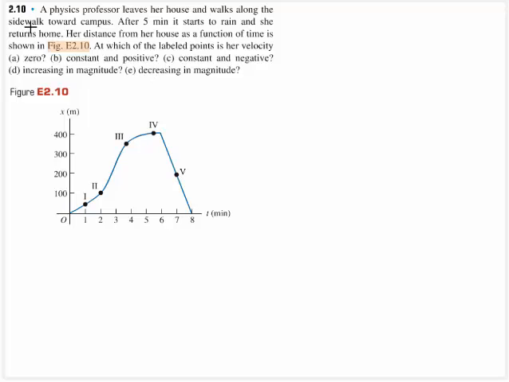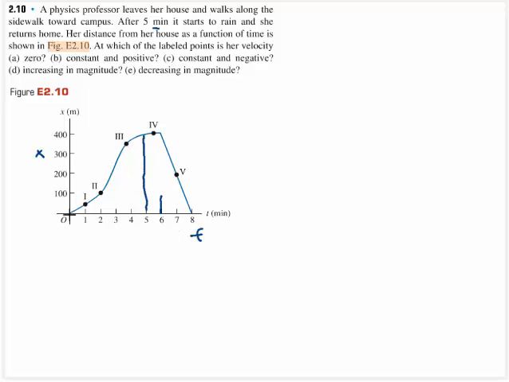Some solved problems for Chapter 2. Here we have a physics professor who walks towards campus. After about 5 minutes, it starts to rain. So you can see this is the position as a function of time, and around 5 minutes is when it starts to rain.